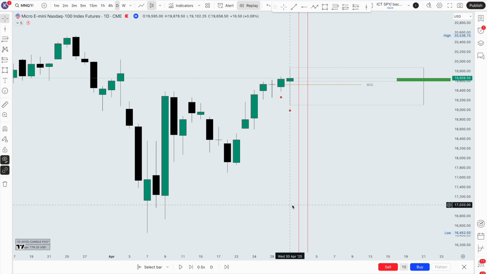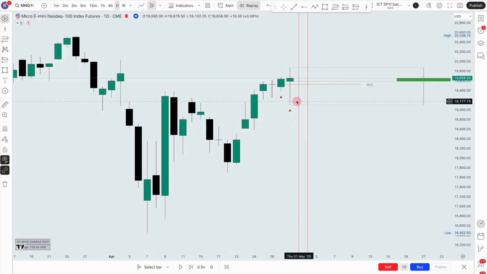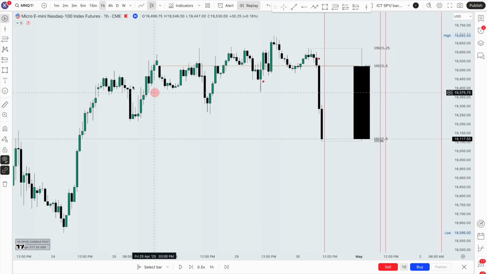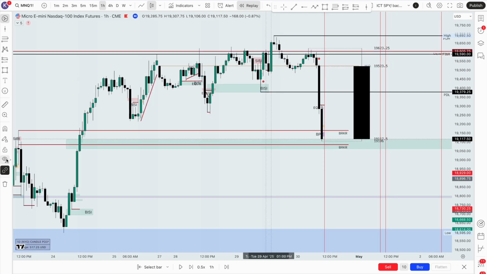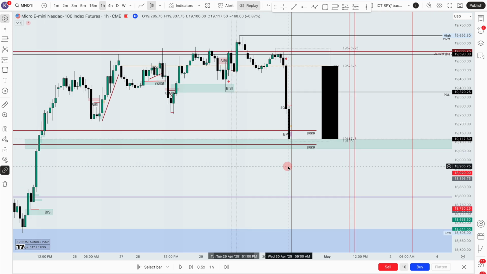Hello everyone. Let's start today's market review for April 30, 2025. This was yesterday's candle and this is today's candle. So let's go to a lower time frame. This is a day time frame to 1 hour time frame. So this is how the market looked, and my drawings are back here.